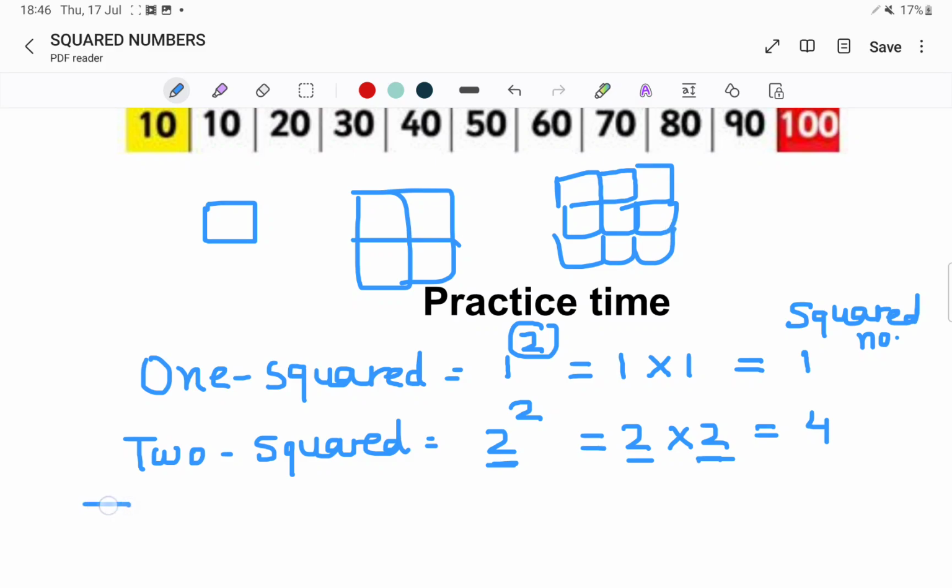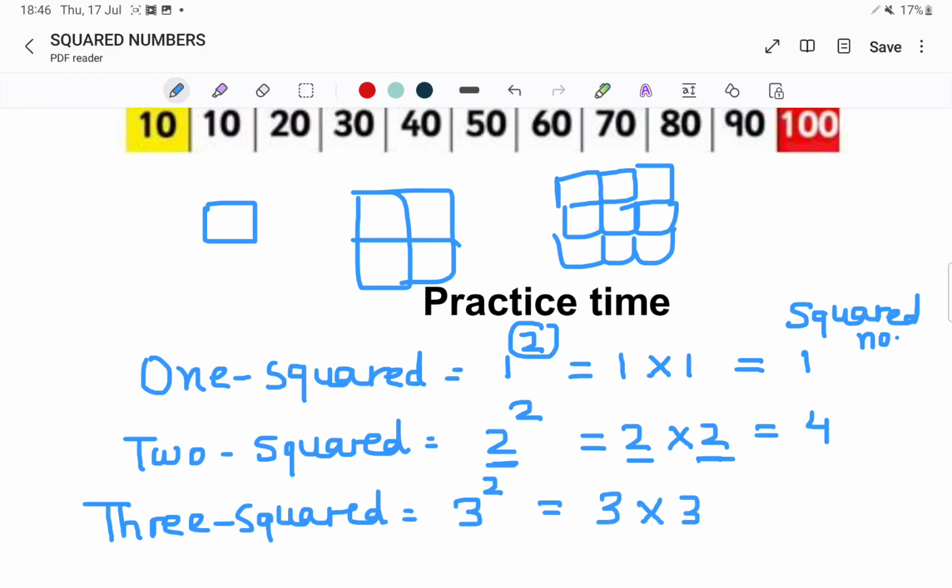Then we have to write 3 squared. When I write 3 squared in the mathematical form, number form, I can write it as 3 squared. That means you have to multiply 3 by itself. 3 will be in 2 times in multiplication, which is 9.